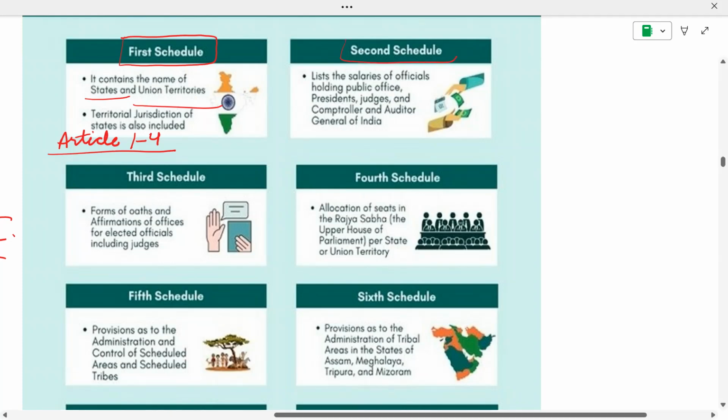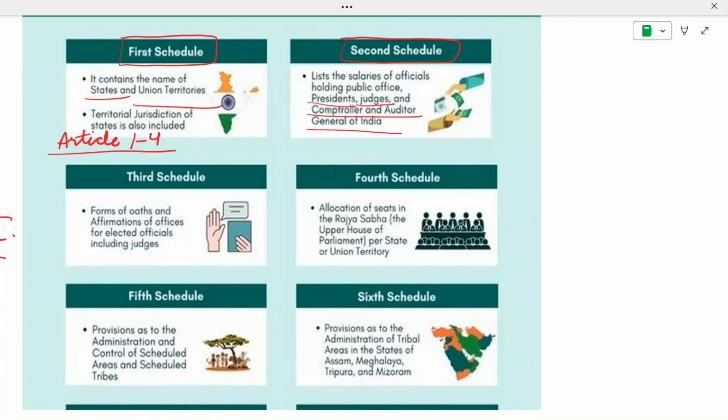Now coming on to the second schedule. The second schedule contains the provisions related to the emoluments, allowances, privileges and all the perks of the constitutional authorities. For example, the President, judges, Comptroller and Auditor General of India, governors, Speaker, Deputy Speaker, Chairman and Deputy Chairman of Rajya Sabha and of state legislative assemblies as well. All these important positions, their emoluments and allowances are mentioned in the second schedule.